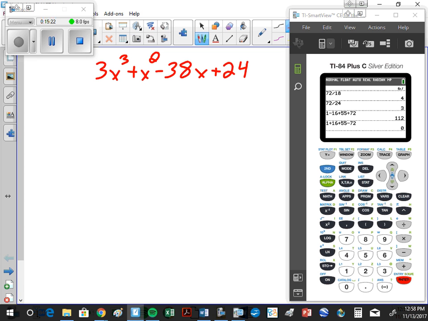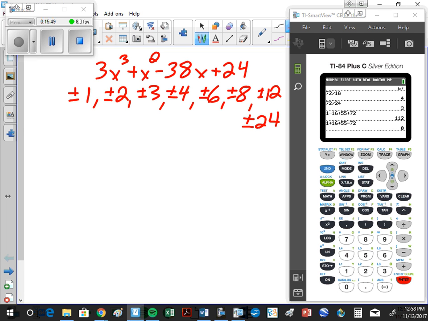Okay. What are the possible answers? All of the factors of 24. 1. Does 2 go into 24? 3, 4, 5, nope. 6, 7, nope. 8, yep. 9, no. 10, 11, 12. And then the last one is 24. But this one might also have fractions.